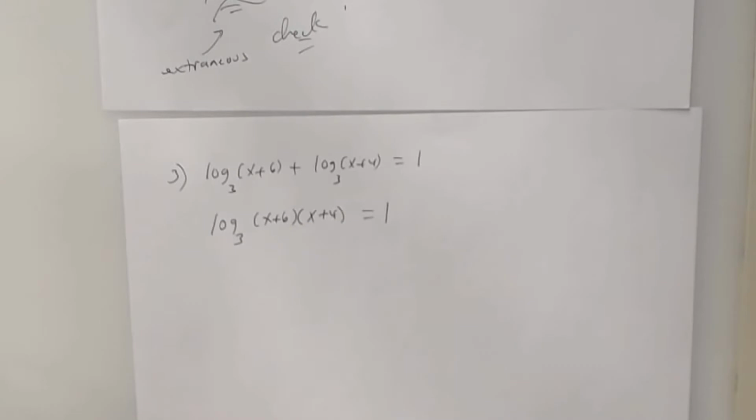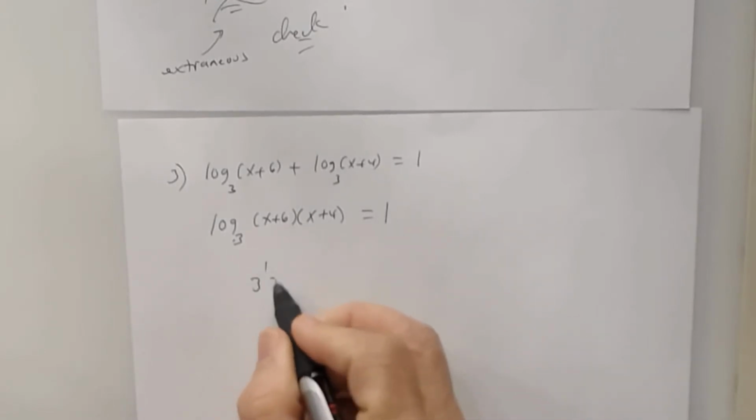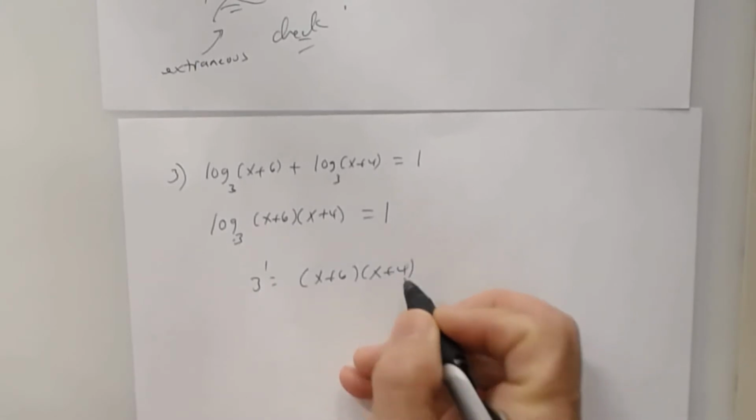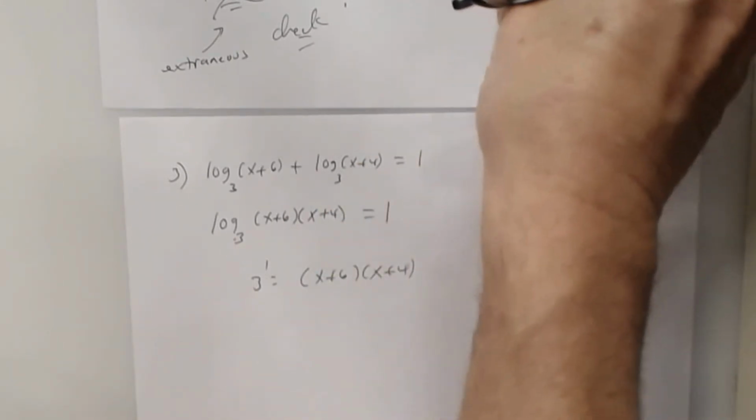Now can I change it to an exponential? Yes. So you're going to say 3 to the first equals the argument. What's the argument? All right, now I'm going to ask you this. What kind of equation is this that you see? It'd be quadratic. Because if I FOIL the right-hand side, don't I get an x squared? So it'll be quadratic.